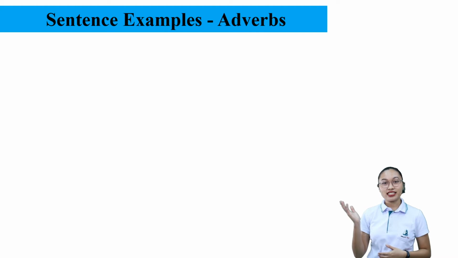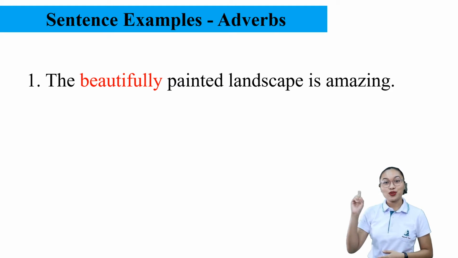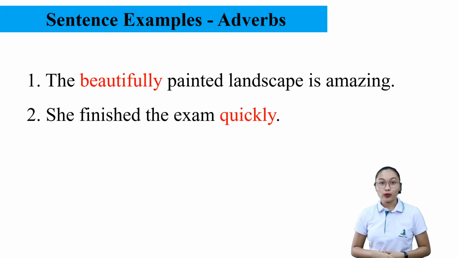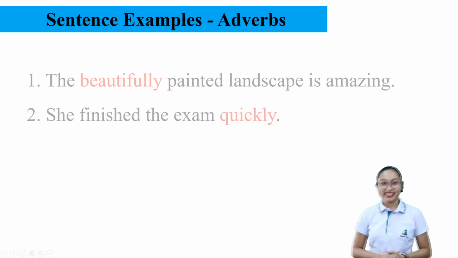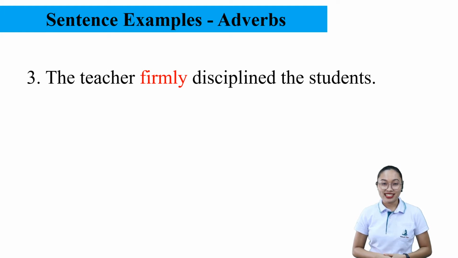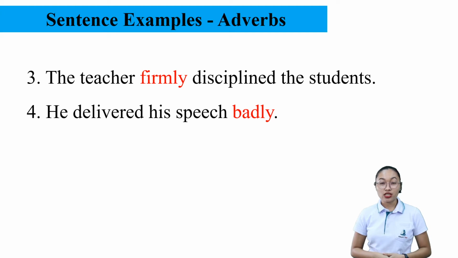These are the sentence examples containing adverbs. Number 1. The beautifully painted landscape is amazing. What is the adverb? It is beautifully. Next, she finished the exam quickly, and quickly is our adverb. Number 3. The teacher firmly disciplined the students. The adverb is firmly. And number 4. He delivered his speech badly. Badly is the adverb used in the sentence.